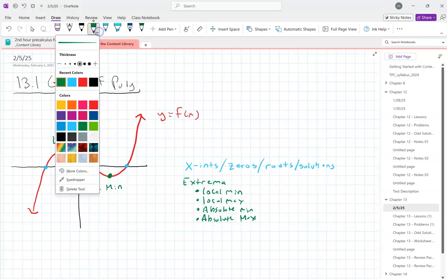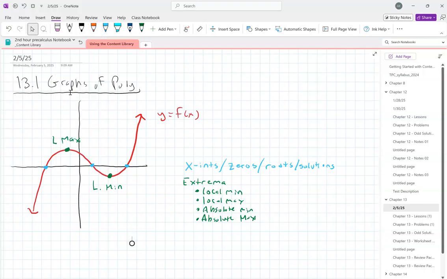Is there any good way to find those extrema algebraically? Not without calculus. How would we do it in practice in this class? With our graphing calculator. We'll review how to do that here in a few minutes. But that's going to be the way that you'll find those extrema in this class.